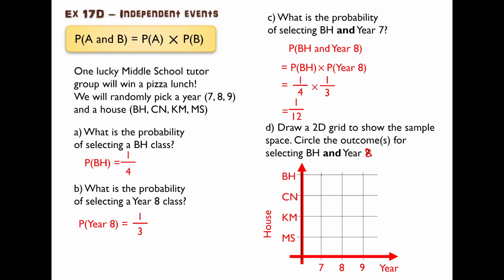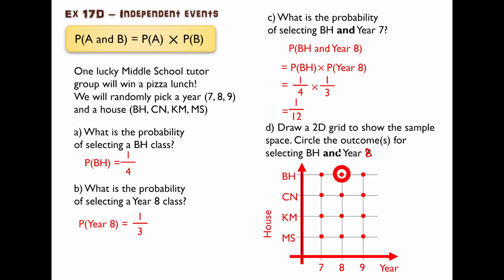And on each of these grid intersections, so for example, the 7 and the BH, I'll put a dot there. The 7 and the CN, I'll put a dot there, and so on, until I've got dots on all of these possibilities. How many outcomes can you see in this sample space? How many dots? There are 12, right? And how many of them match getting BH and Year 8? How many of these 12 dots are both a BH dot and a Year 8 dot? Just one of them, just this one.